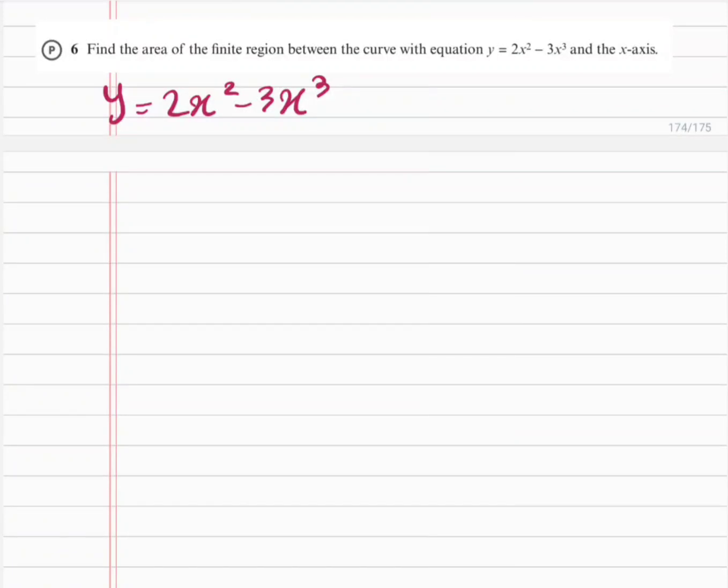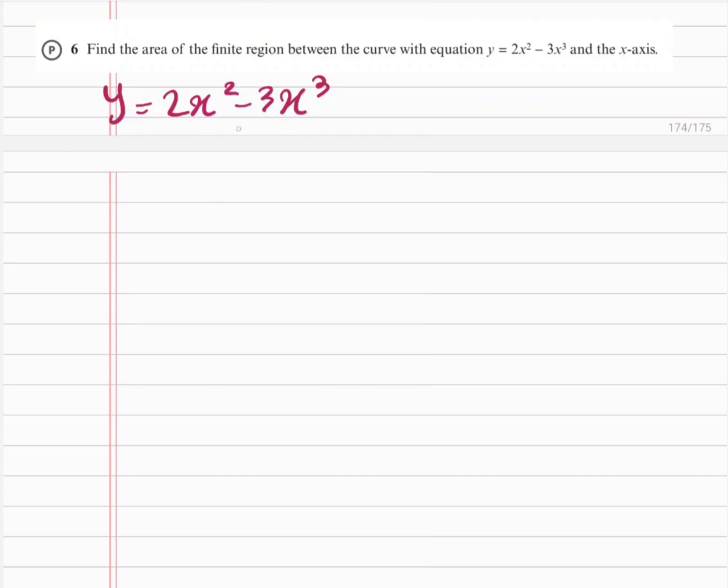Hi everyone, this video is on exercise 13e question 6. So we want to find the area of the finite region between the curve with equation y is equal to 2x squared minus 3x cubed and the x-axis. So again, the first step could be drawing a sketch of the curve because in the next section you will see why we do this, but for now let's just do that.